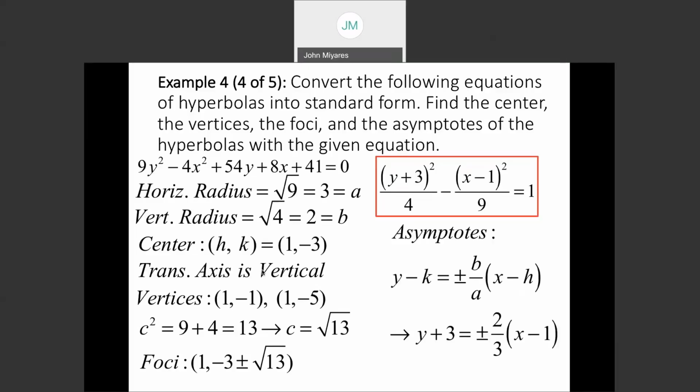Finally, the asymptotes will have slopes that are plus or minus b over a, which is plus or minus 2/3, and the asymptotes must pass through the center point 1, -3. So the equations, normally written as y minus y1 equals the slope m times x minus x1, can be written as y plus 3 equals plus or minus 2/3 times x minus 1.